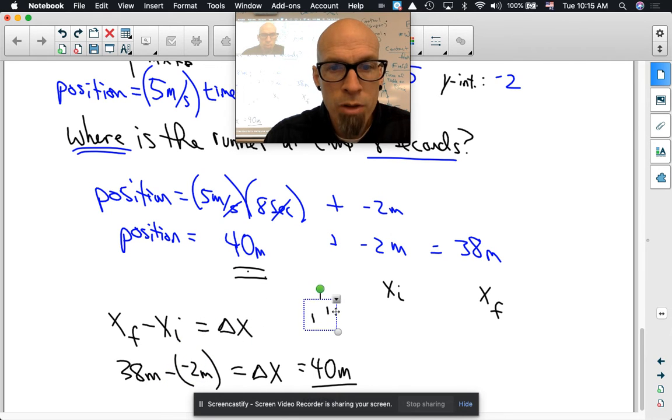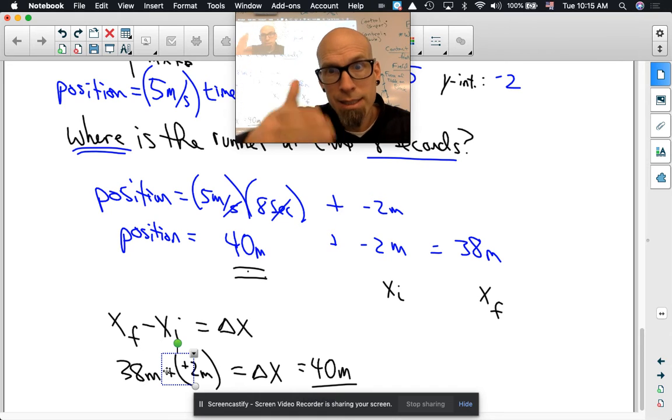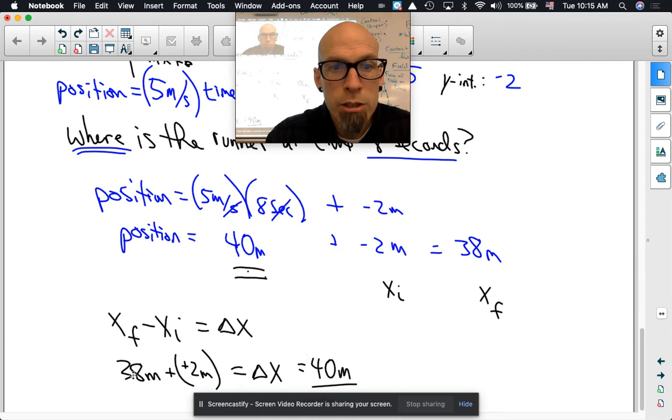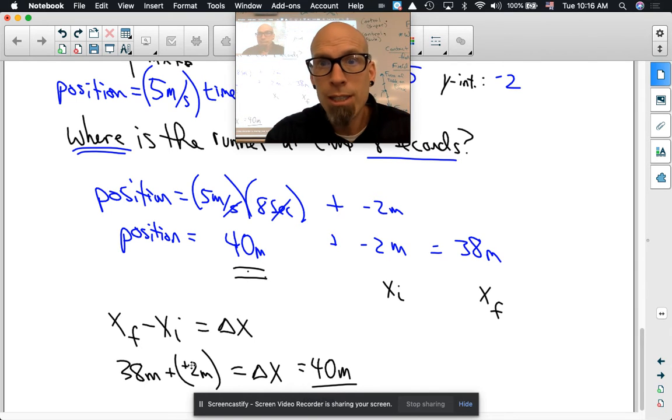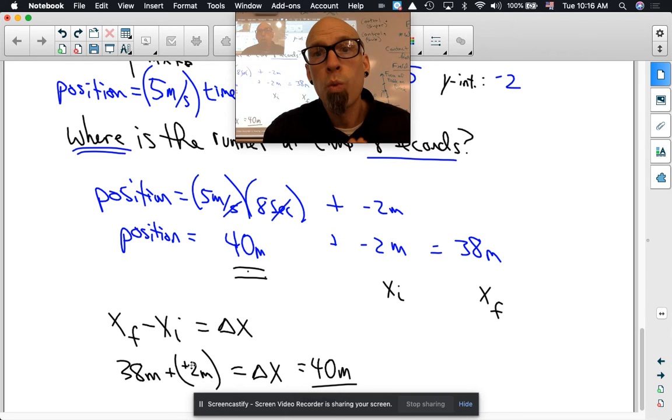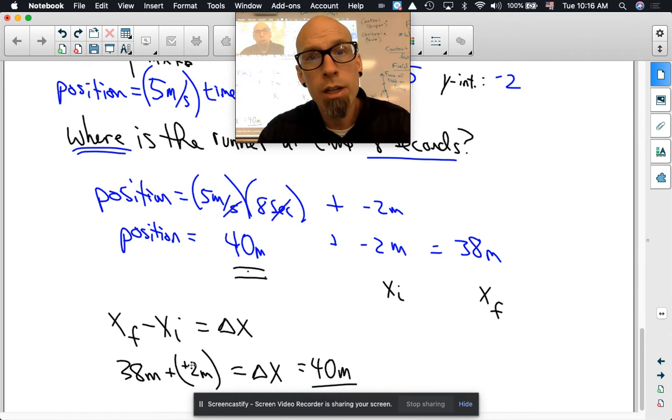I made those pluses because it's 38 minus a negative 2. It's 38 minus where you started, which was negative 2. And when you subtract a negative, remember, that's the same as adding a positive, right? So that's why I made the minus signs pluses, because it's a double negative, and that makes it plus. So 38 meters minus negative 2 is actually 40 meters. So again, it's still correct. When you take where you ended minus where you started, it is how far you went. That's how much your displacement was.